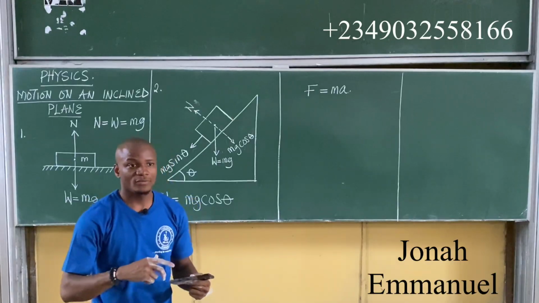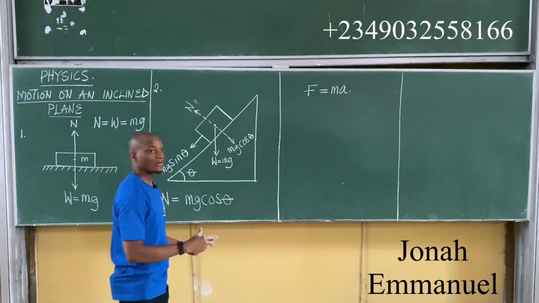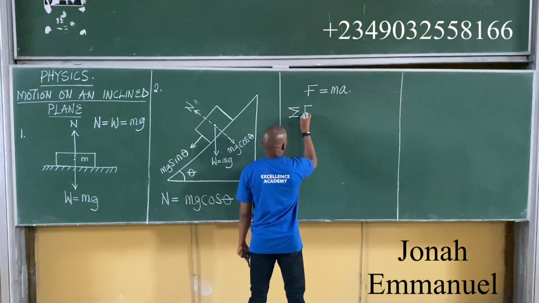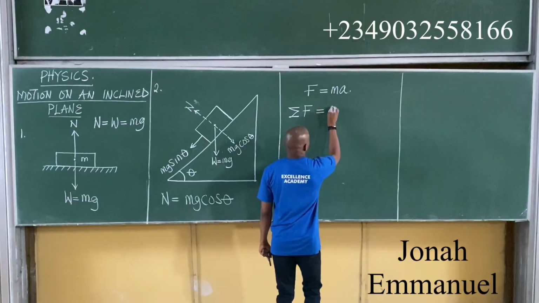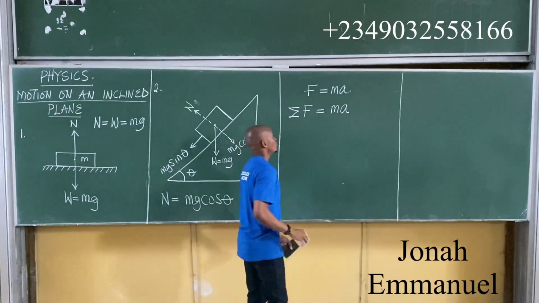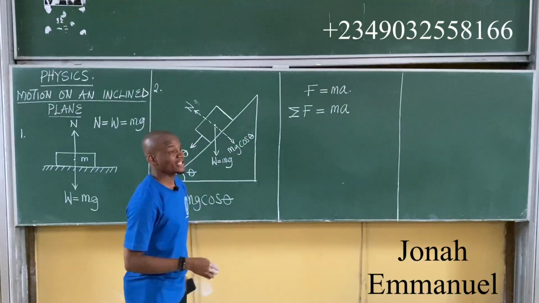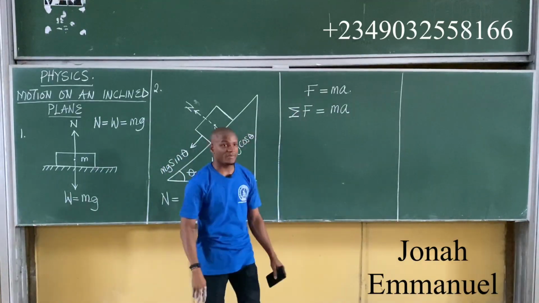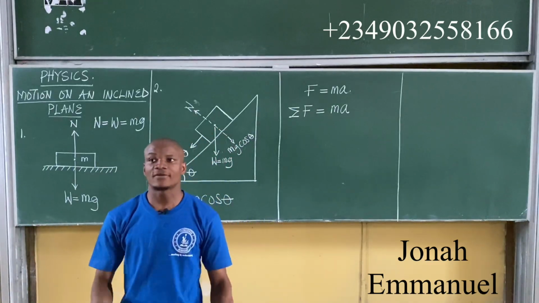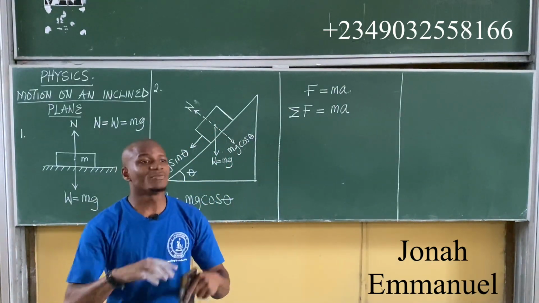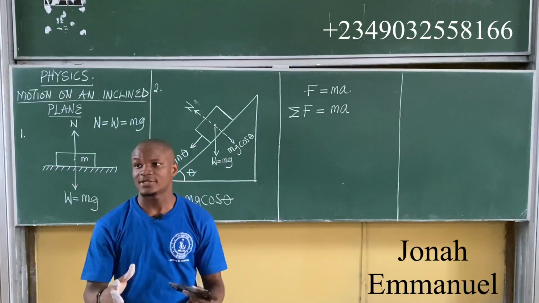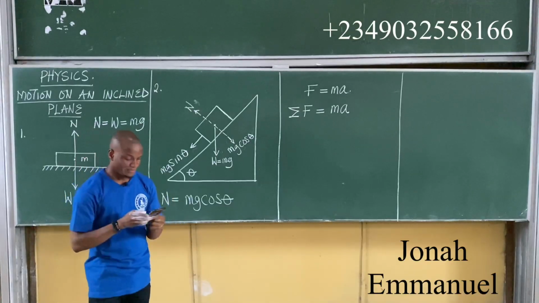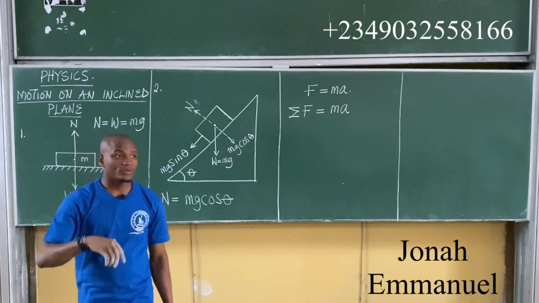Take down, if you're done. For multiple forces, Newton's second law can be stated that the sum of forces is equal to MA. So if it's a single force, it is equal to MA. If it's a number of forces, then the sum of the forces is equal to MA.